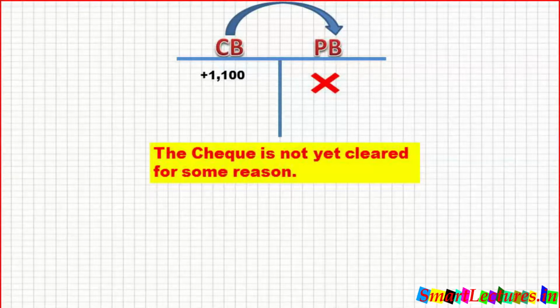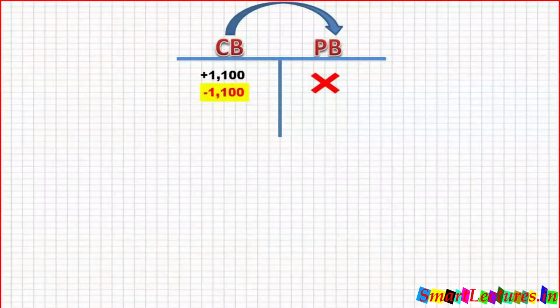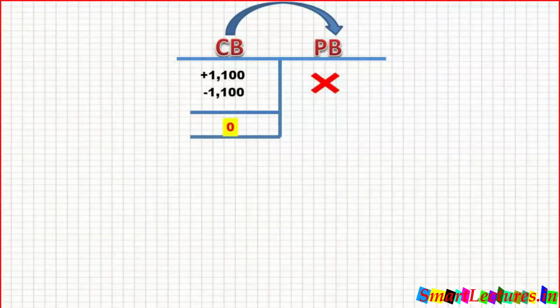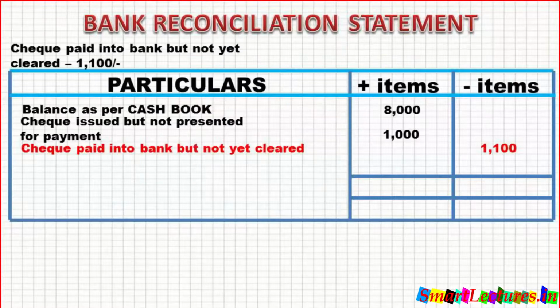Now the question is, what should be added or deducted in the cash book so that it becomes equal to the passbook, meaning it becomes 0 because there is nothing in the passbook? So what we will do, we will minus 1100. In this way the cash book will be 0 and the passbook will be 0. So we have deducted minus 1100. This is our answer. So the answer will be 1100 on the minus items.